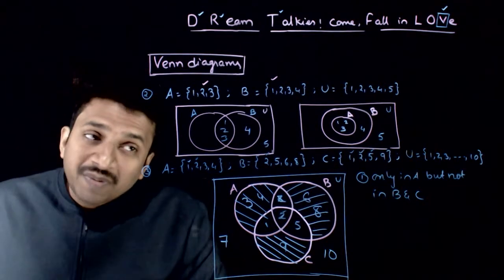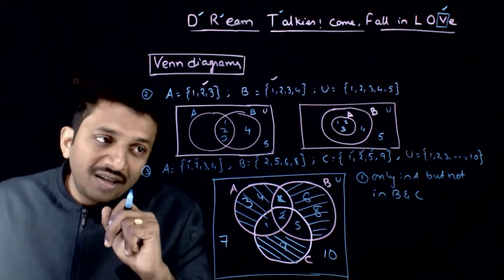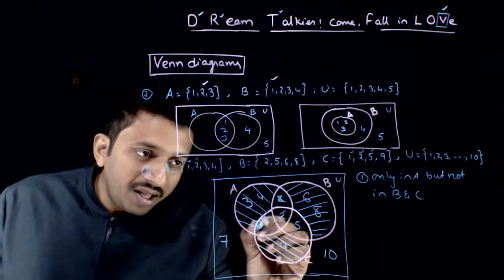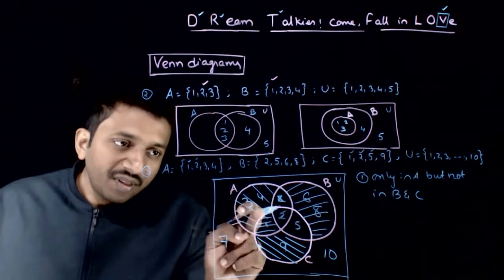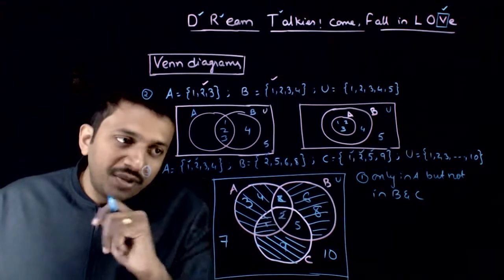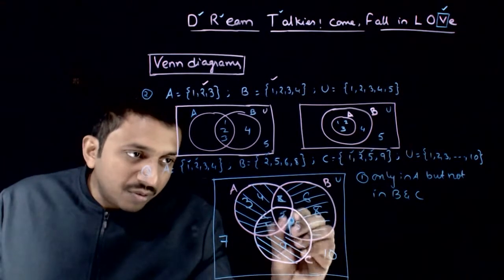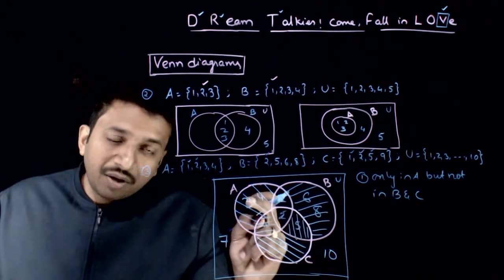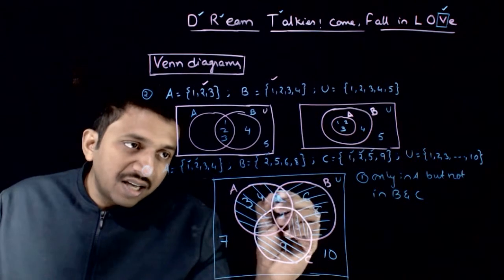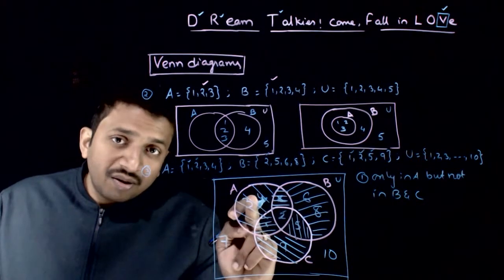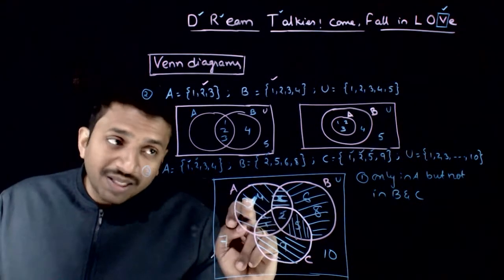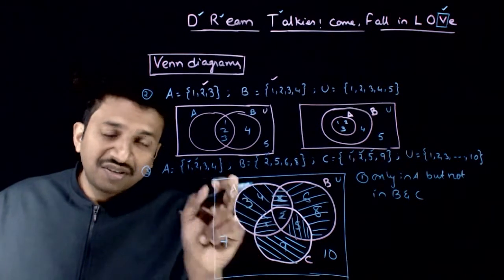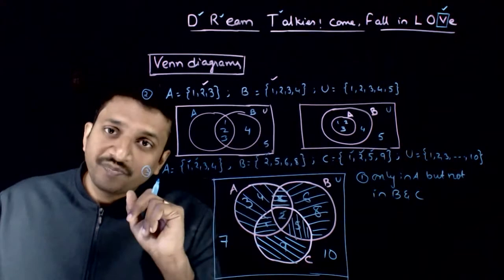Now what are the elements present in both A and C but not in B? Both A and C but not in B is this area. This area corresponds to the elements present in both B and C but not in A. This region corresponds to the elements which are present in A and B but not in C. So there are no elements which are present in A and B but not in C.